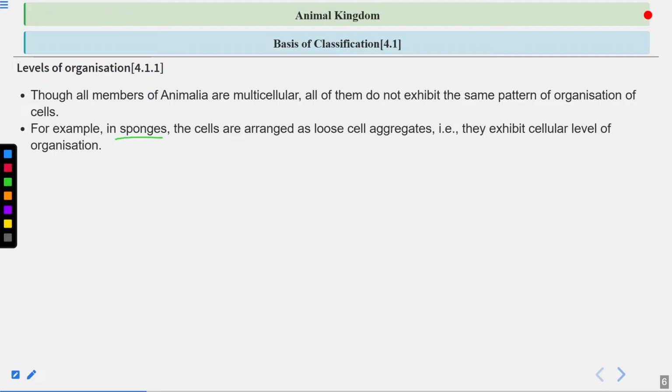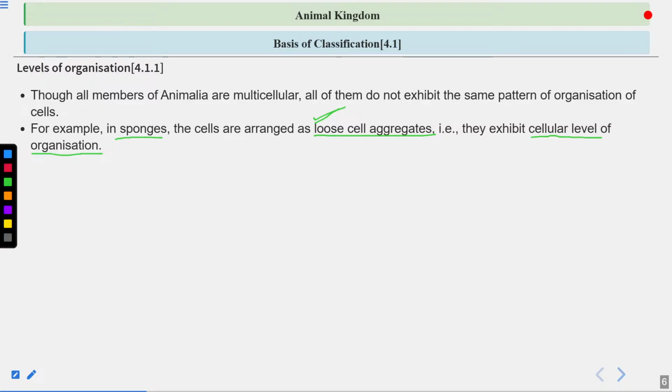For example, in the first phylum, sponges or Porifera, the cells are arranged in a loose cell aggregate. What is the meaning of this loose cell aggregate? Let us understand this. They are multicellular, but as the cells are loosely arranged, tissue formation has not taken place. No tissue organization do we see in the case of sponges. It is multicellular, but still it shows the cellular level of organization.